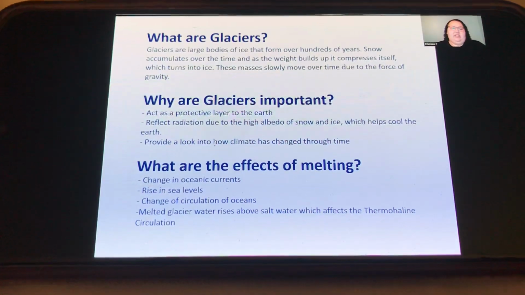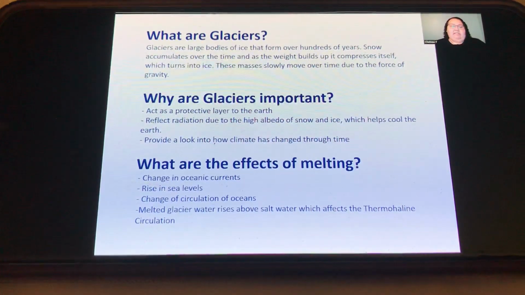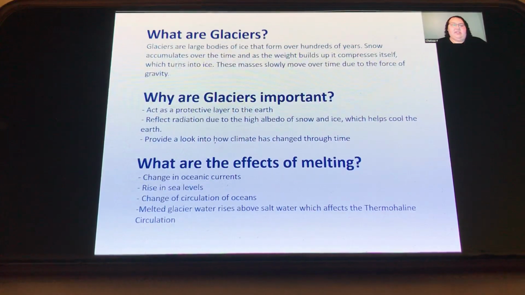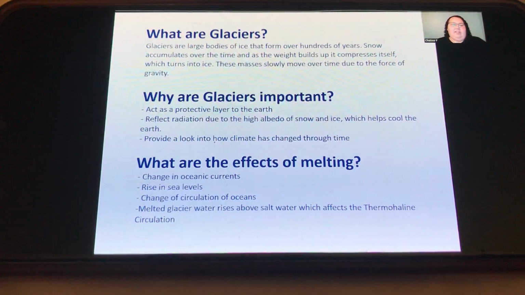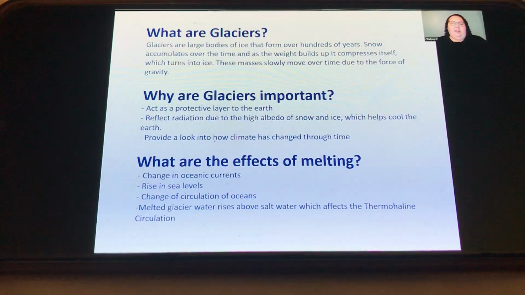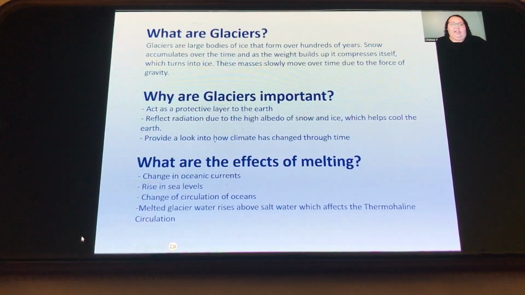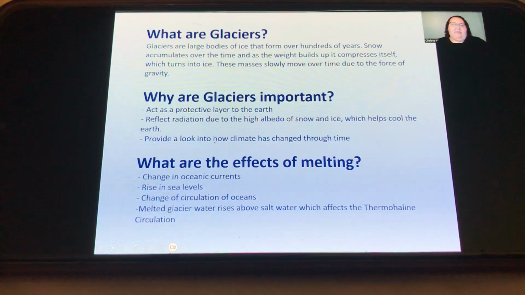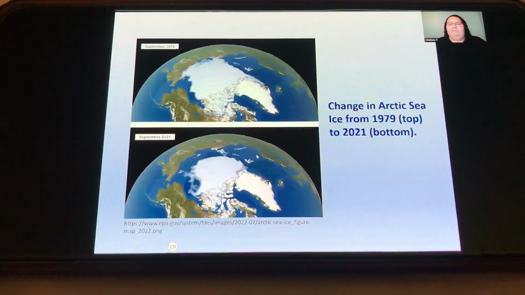What are the effects of melting? They cause a change in the oceanic currents, a rise in sea levels, change in the circulation of oceans, and melted glacier water rises above salt water, which affects the thermohaline circulation. So effectively, the saltwater levels are changed from the freshwater levels being added.